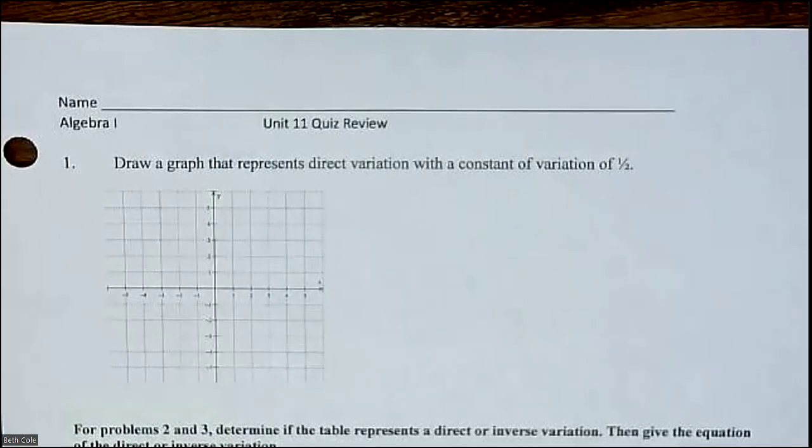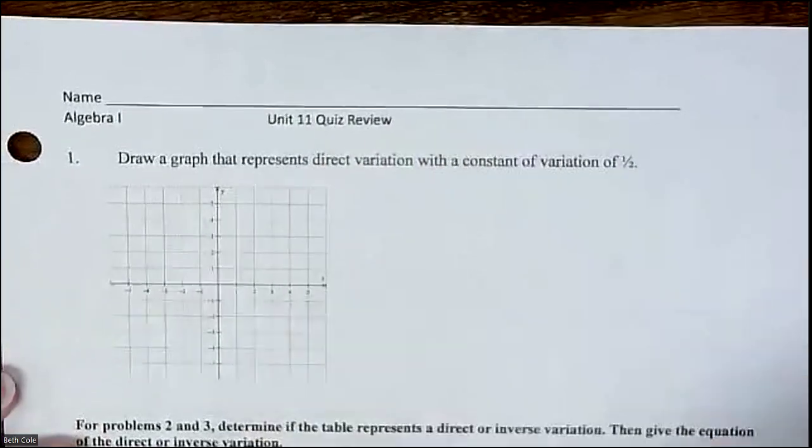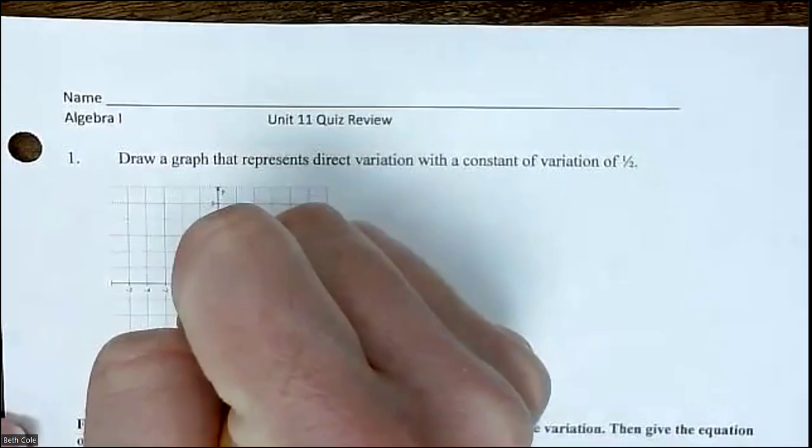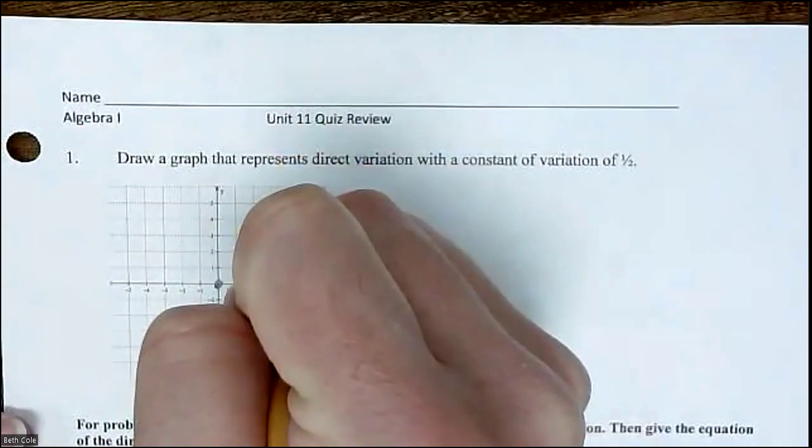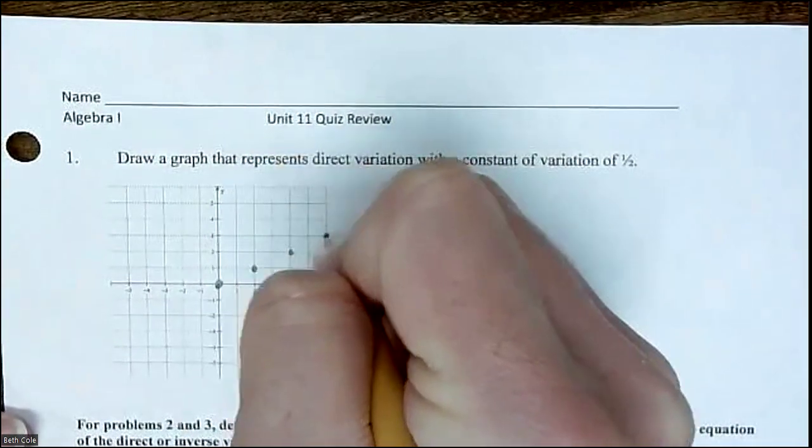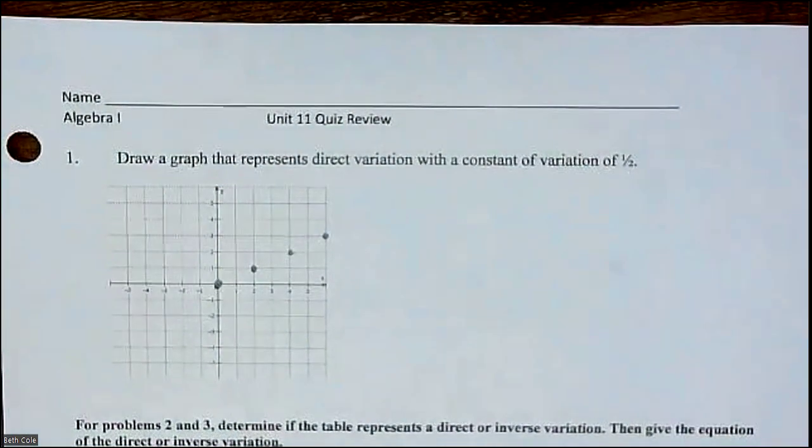All right, so it says draw a graph that represents direct variation with your constant of variation as a half. That just means your slope is a half. So it's up 1 over 2. And what point does it have to also go through to be a direct variation? The origin. Okay, good. So you're going to start at 0, 0, and then just go up 1 over 2, up 1 over 2. You can count to 2, you can do it.